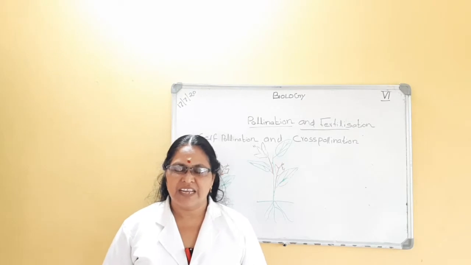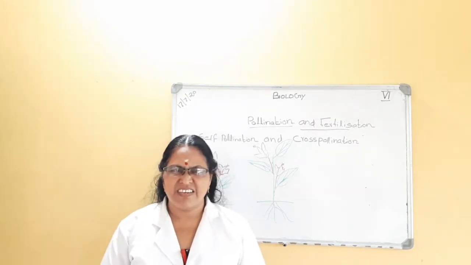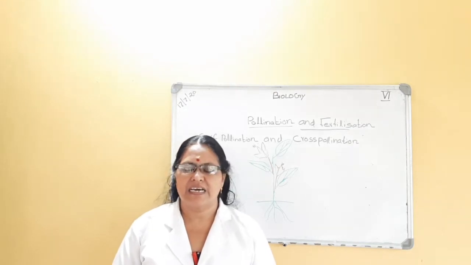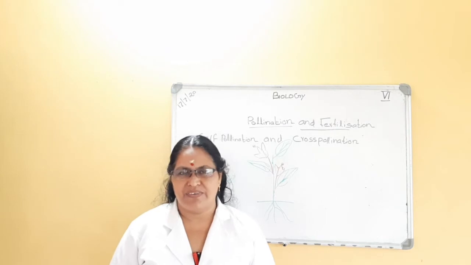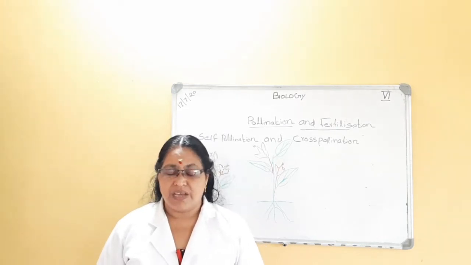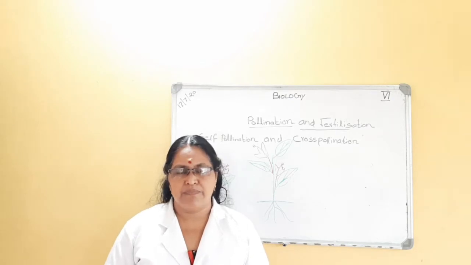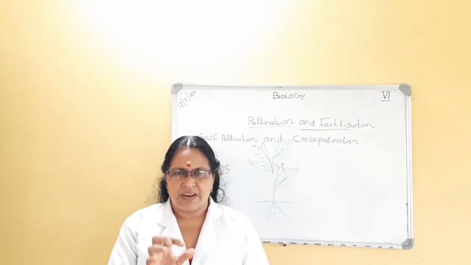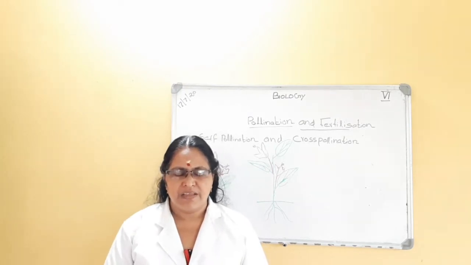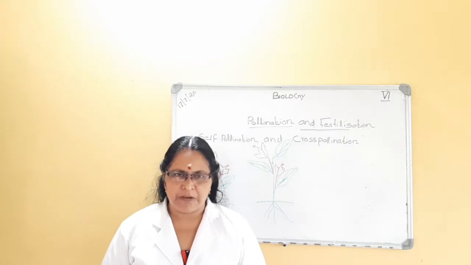Before going to the next topic, the pollination, we can just revise what you learned in the last class. That is the structure of the flower. Without knowing the structure of the flower, you cannot learn about the pollination and fertilization. So, I will just revise all the points one by one. Listen carefully. So, the flower is a reproductive part of the plant.